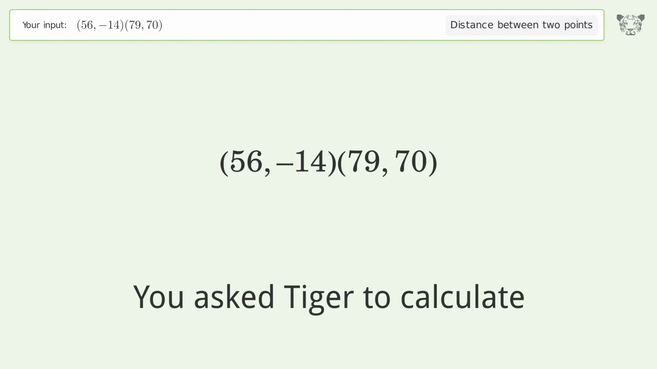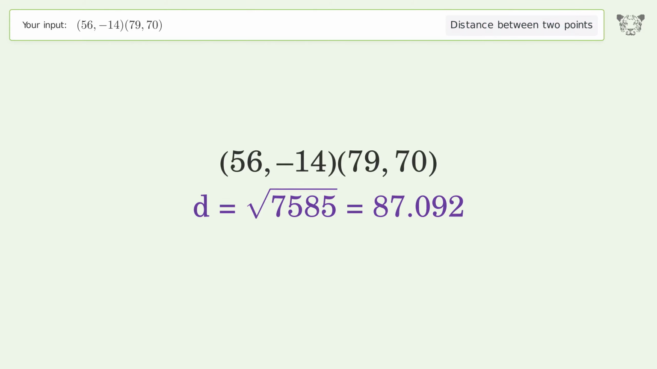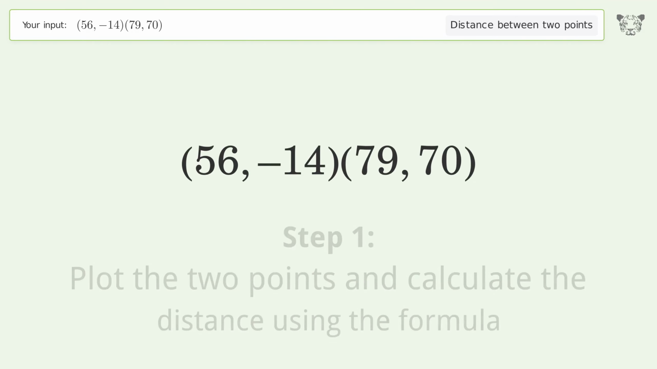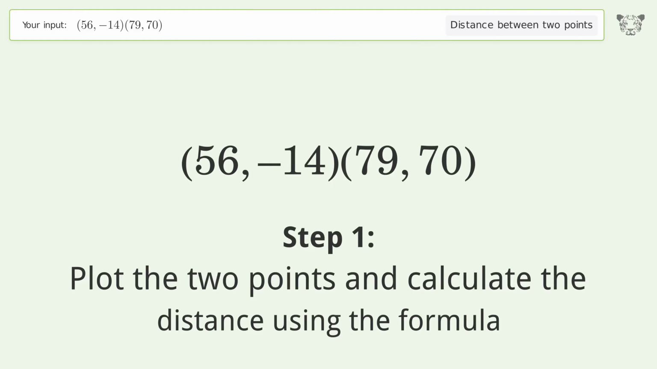You ask Tiger to calculate. This deals with the distance between 2 points. The distance between the 2 points is the square root of 7,585 or 87.092. Let's solve it step by step. Plot the 2 points and calculate the distance using the formula.